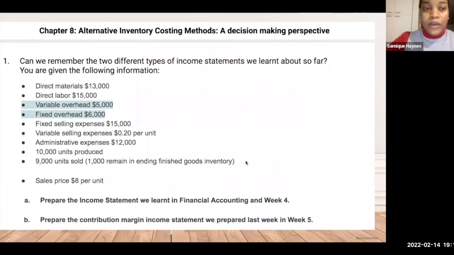So question is, can we remember the two different types of income statements that we've learned so far? So far, we've seen two different types of income statements. Can you remember what we saw? There was an income statement that we learned in financial accounting. And there was an income statement that we also learned, that it was the same income statement in week 4. And then we learned a different income statement in week 5 last week. Can you remember what those income statements were like and why they were different?